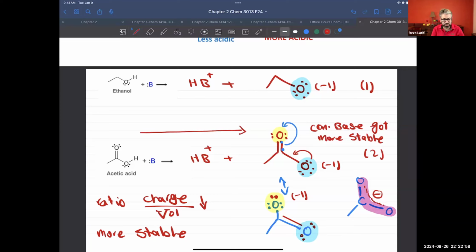Okay, so if I compare these two, I'm going to say this one is more acidic. Call this one 1 and call that one 2. 2 is more acidic. Why? Because it can generate two resonance structures for the conjugate base. So the first term was the size of the element or the electronegativity of the element. The second one is going to be the resonance structure. Can we get more than one resonance structure? If the answer is yes, then that acid will be a stronger acid.